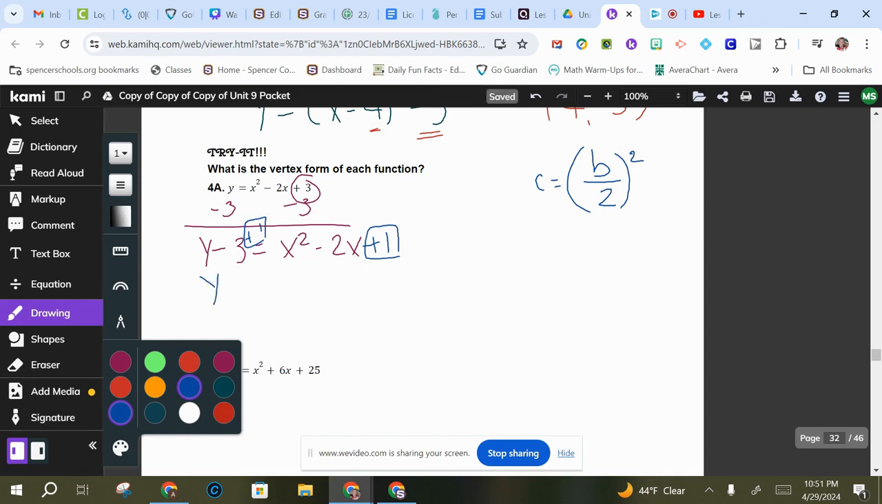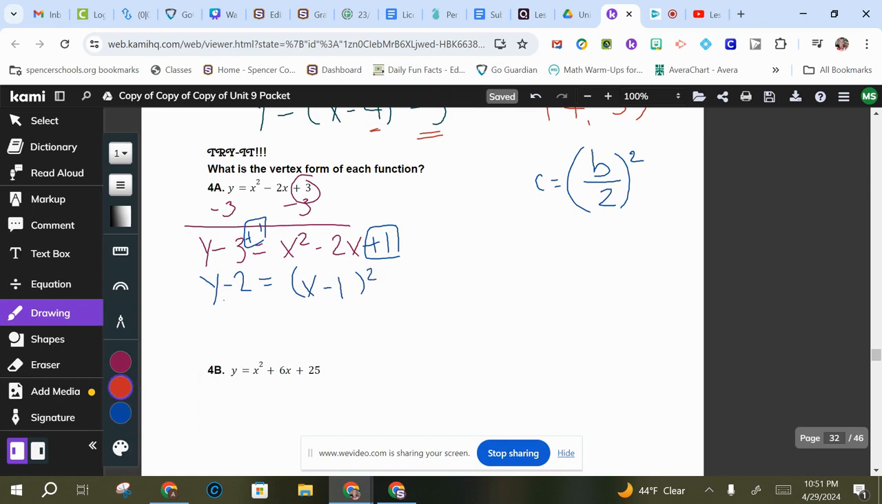So I have y minus 2 equals, my binomial would be x minus 1 squared. And then the only step left here is to add 2.